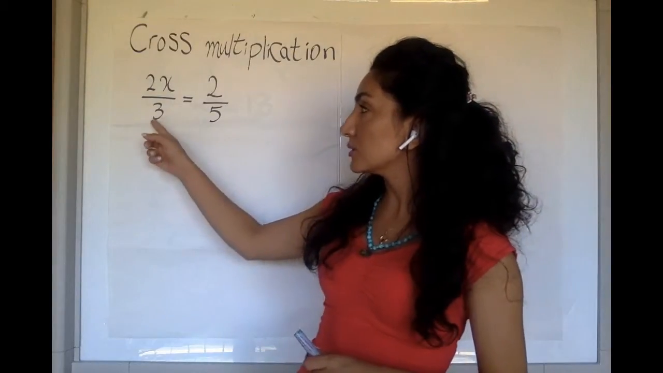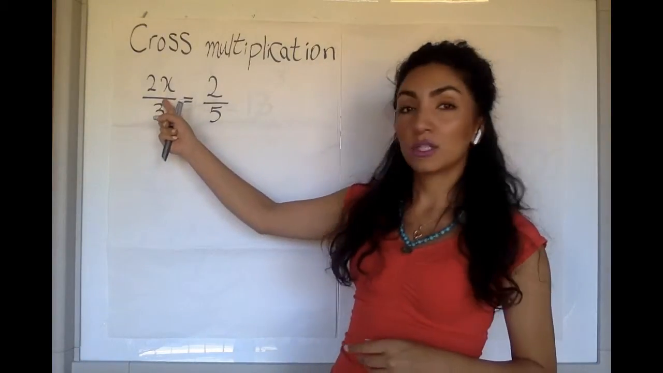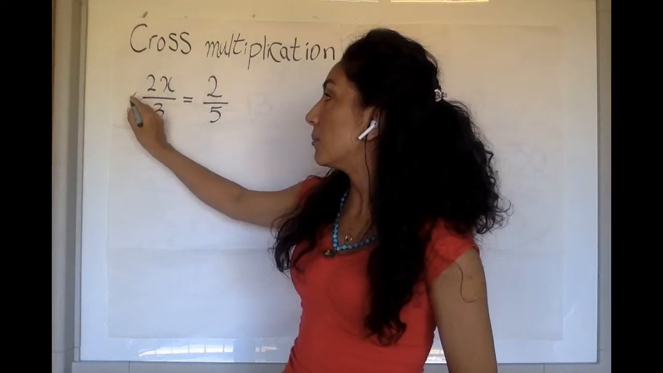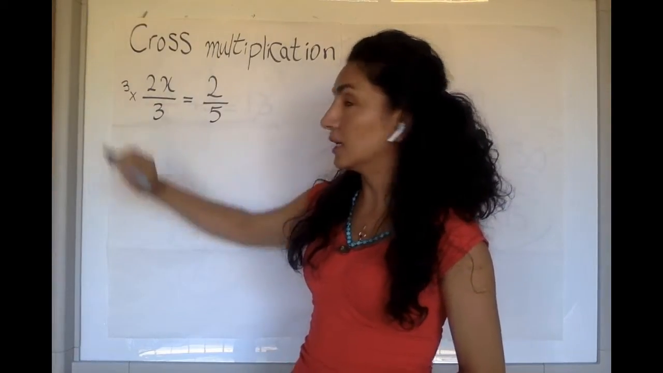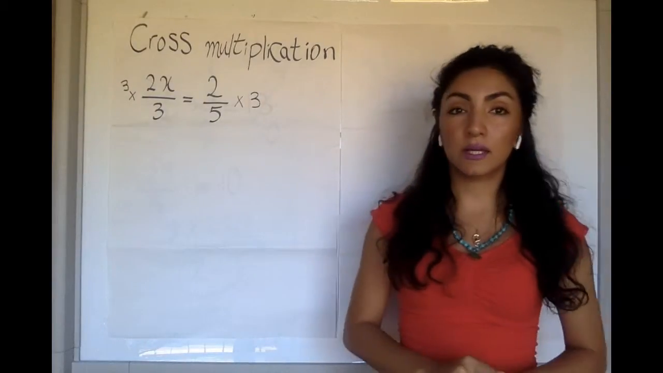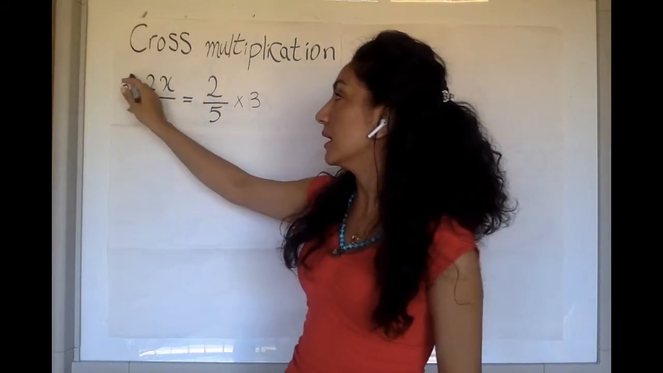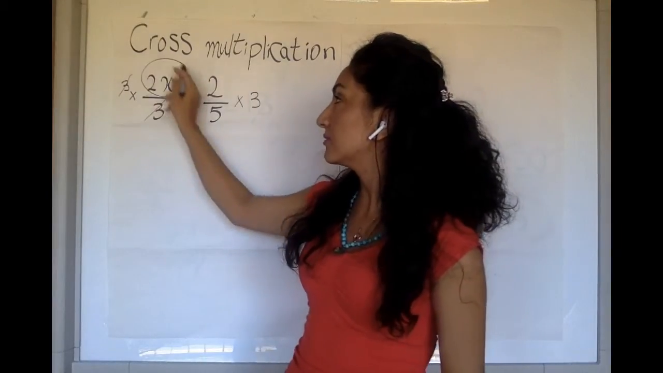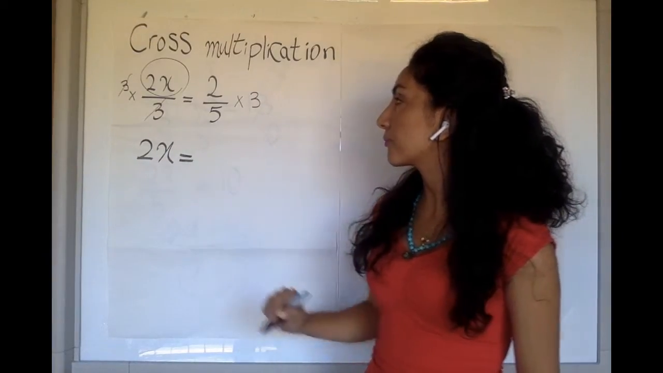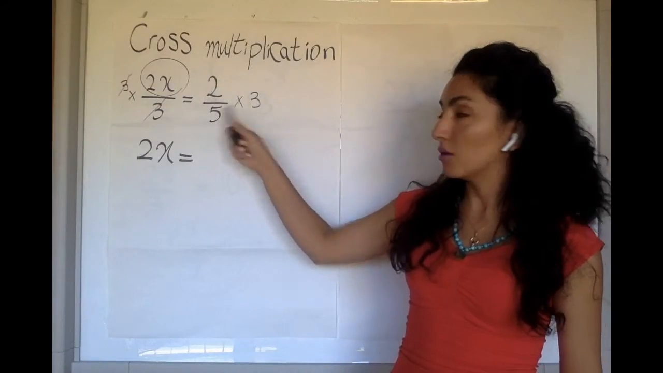I want to get rid of that 3 there. How do I get rid of that? It's division, so I do the reverse action, which is multiplication. So multiply by 3, and because of this equality, we multiply by 3 here as well. What do we do with these 3 and 3? They cancel each other out. What do I have left? 2x equals 2 times 3 over 5.